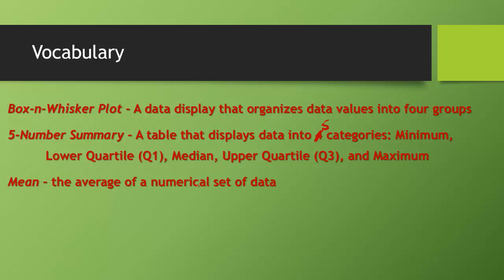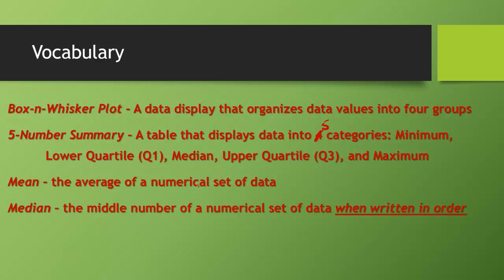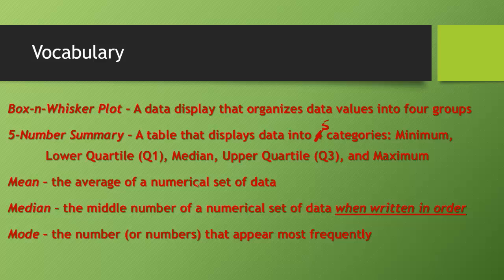A mean, you guys should know this. That's the average of a numerical set of data. Median is the middle number of a numerical set of data when it is written in order. So the key thing to remember there is put your numbers in order from lowest to highest. And mode is the number or numbers that appear most frequently. Now, you will always have a median. You will always have an average. You may not always have a mode. So keep that in mind.